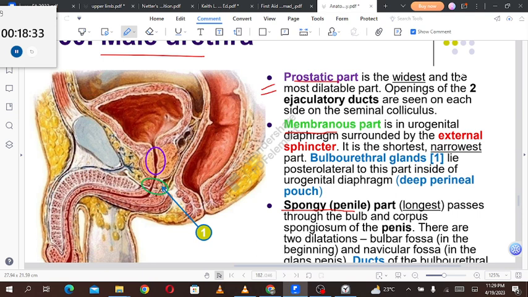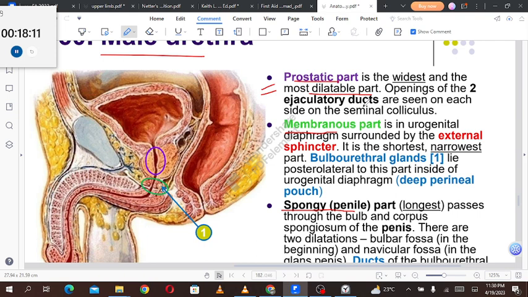The prostatic part is the widest and most dilatable part. The openings of the two ejaculatory ducts are seen on each side of the seminal colliculus. From the testis on each side, the ejaculatory ducts enter the prostatic urethra, which is the most dilatable part of the urethra.